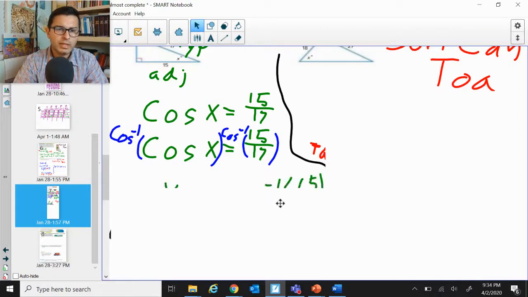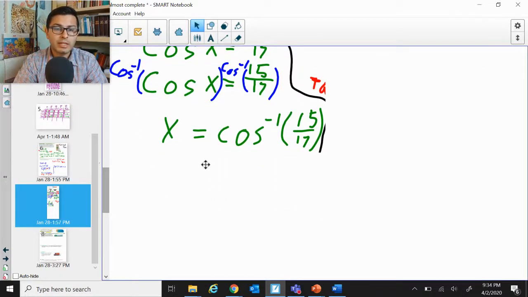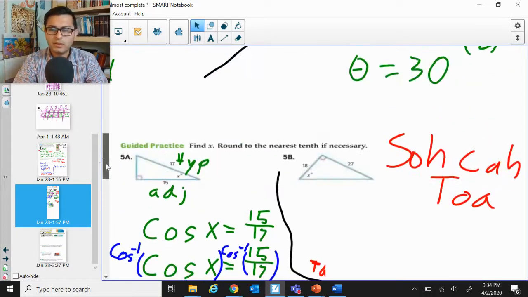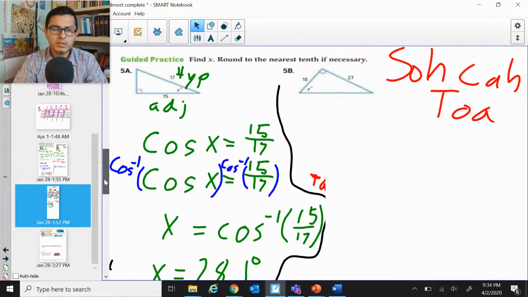It is going to cancel out the cosine on the left side, leaving us with just x. And on the right side, we have cosine inverse of 15 over 17. All we have to do is type that into Desmos, and it gives us our answer, which is 28.1. So that missing angle is 28.1.